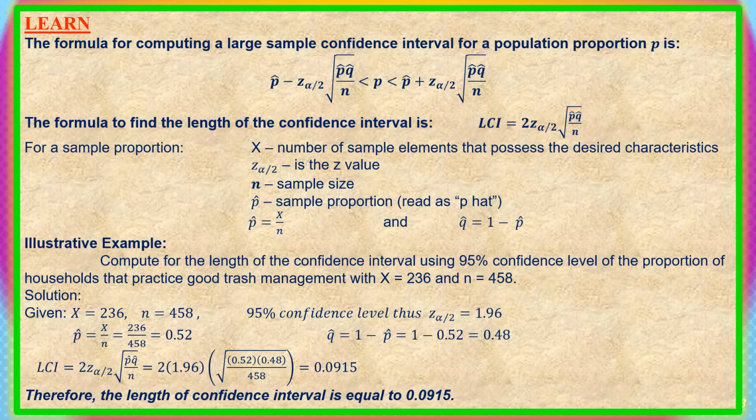Using the correct grouping symbols, you can enter the given values into your scientific calculator. That will give you 0.0915. So therefore, you could say that the length of the confidence interval is equal to 0.0915.